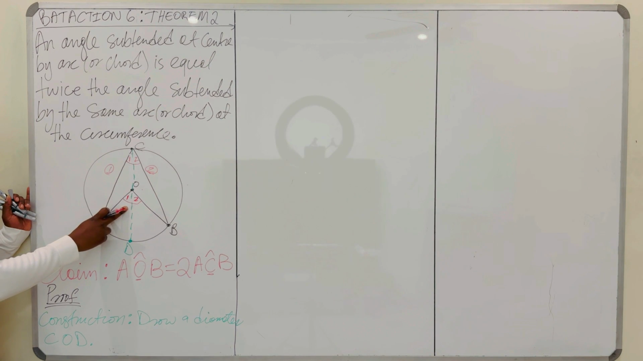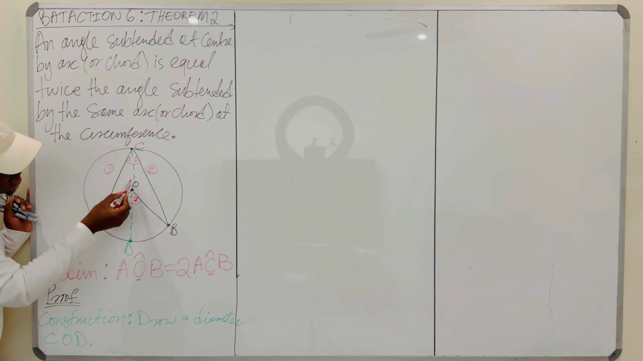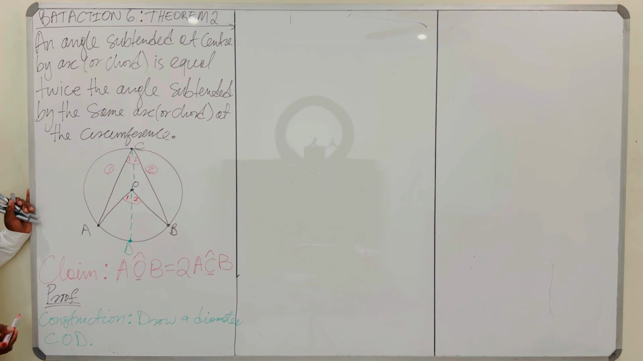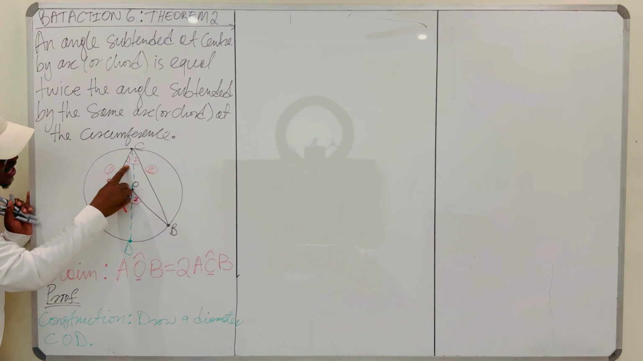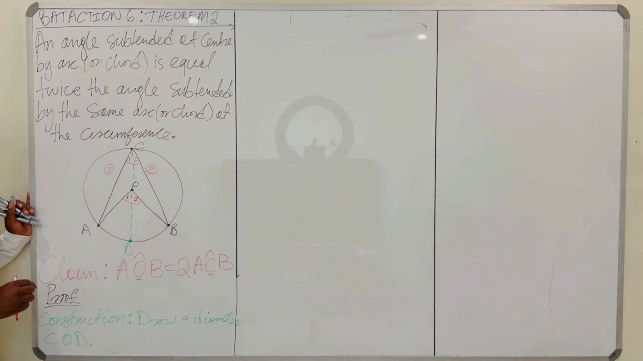Do you guys agree? Because I said in order to identify an exterior angle of the triangle, it should be an extension of one side of the triangle. So if you look at triangle COA and you extend CO, it goes to D. So OD is an extension of CO. So this is C1, C2, O1 and O2.